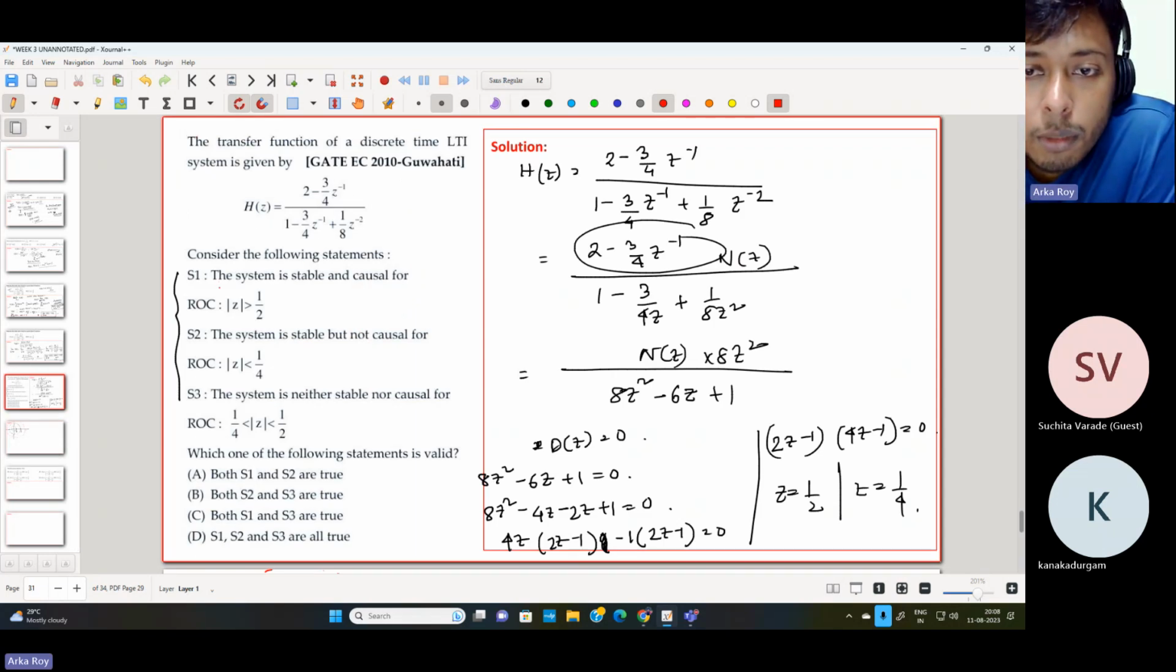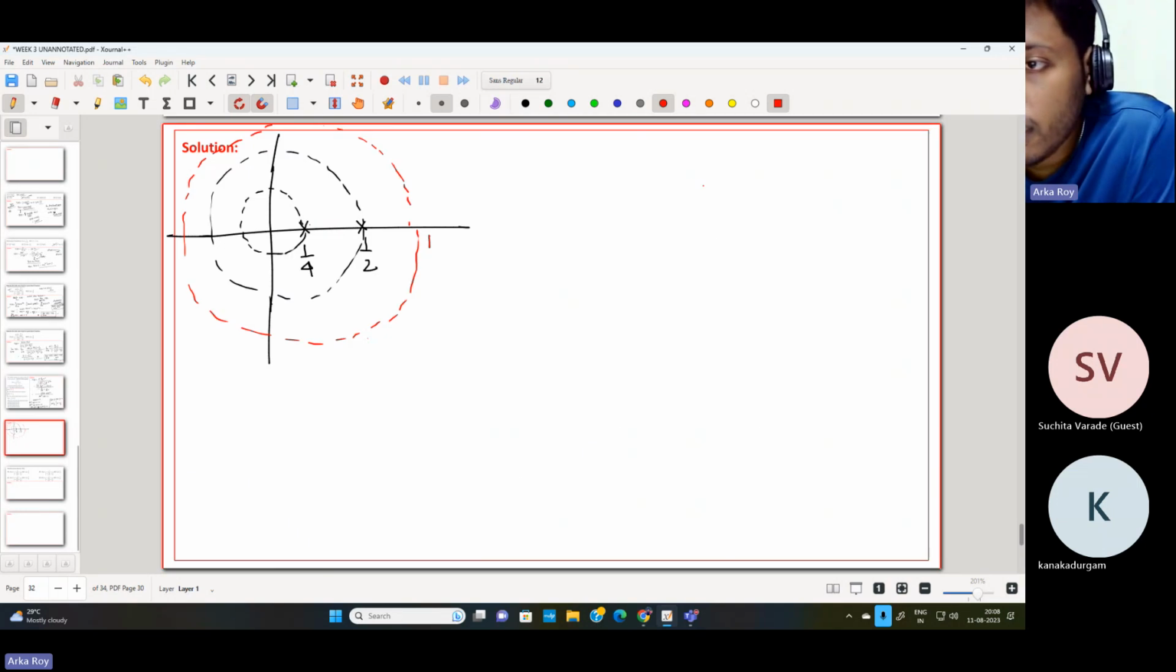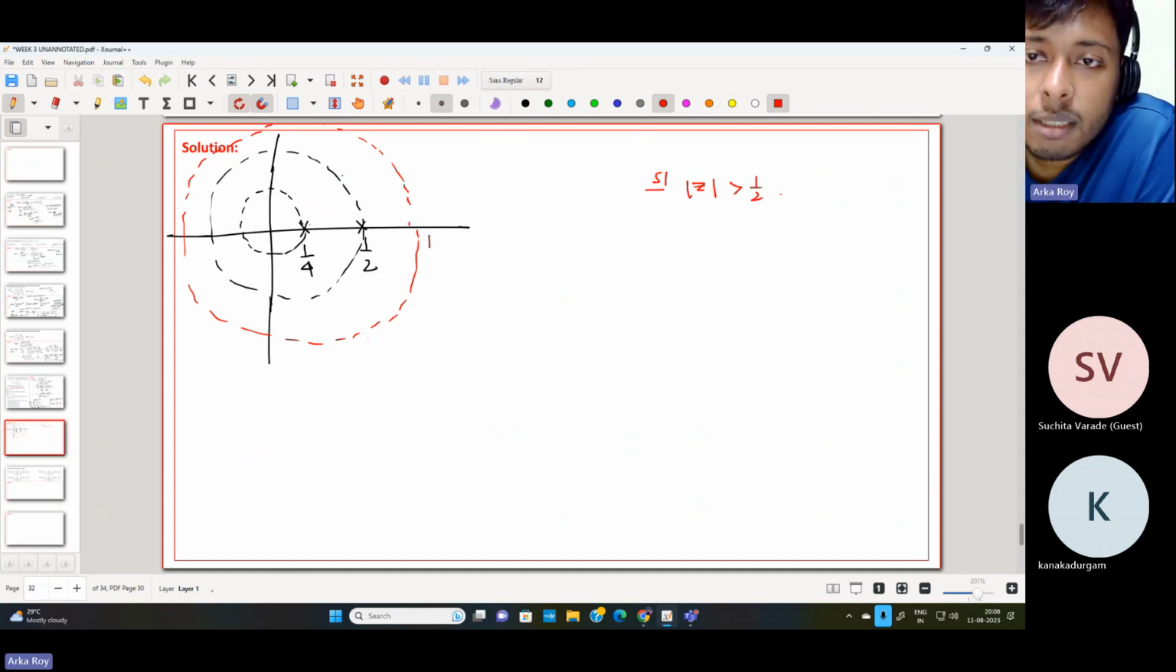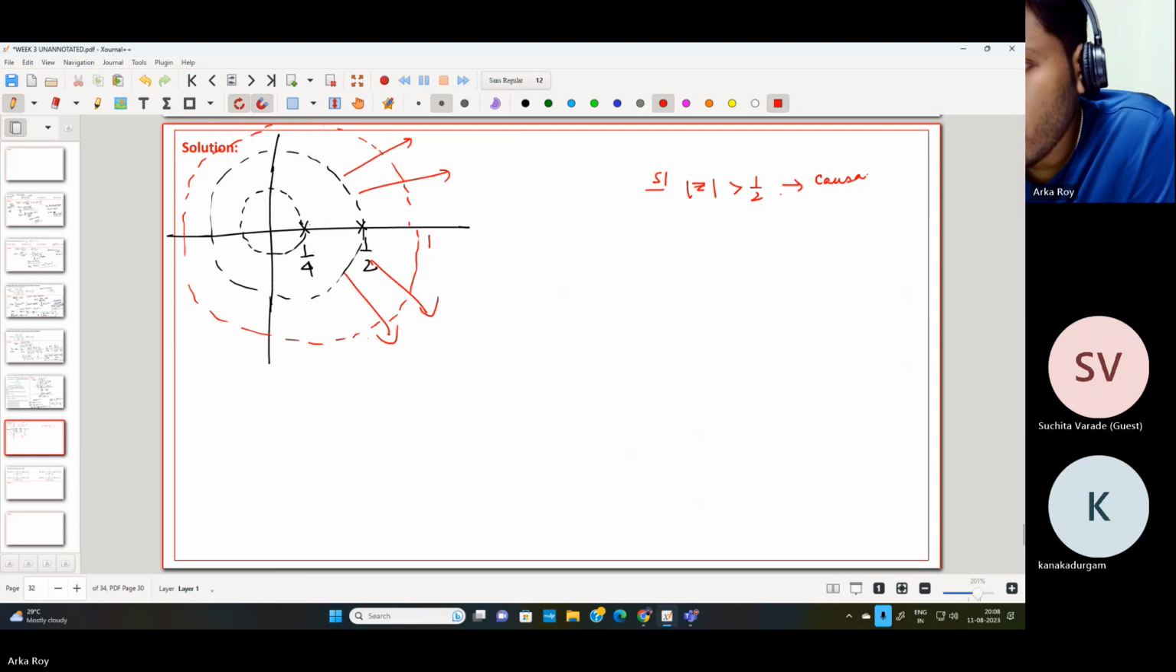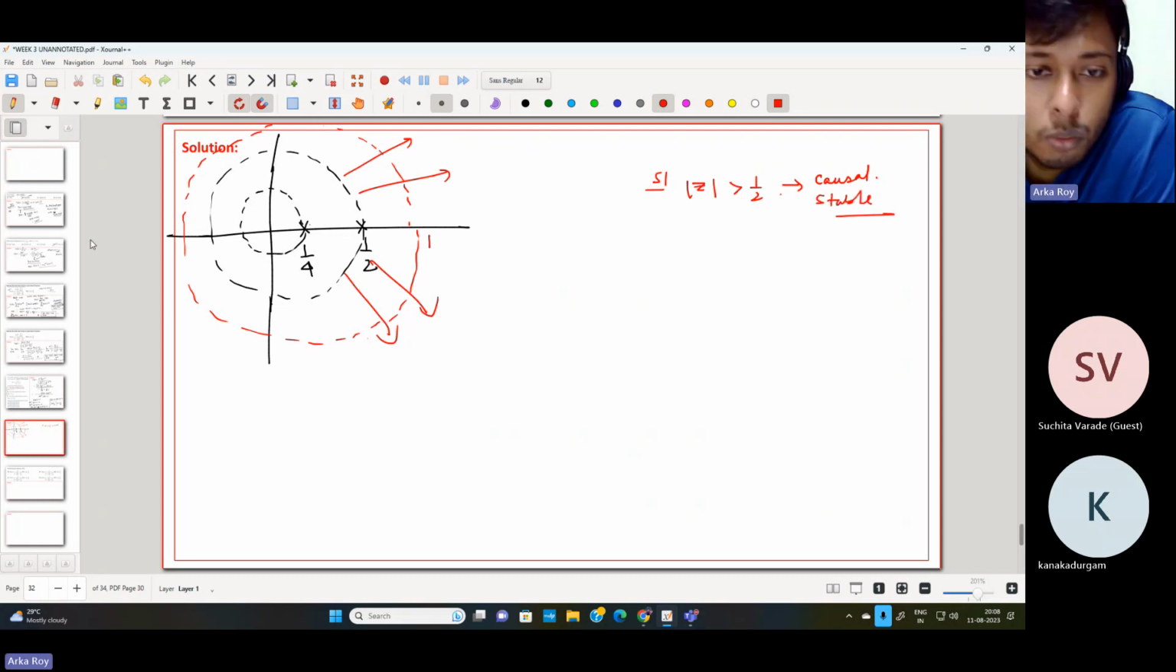Consider the following statements. The system is stable and causal for mod z greater than half. So let us consider statement 1 is mod z greater than half. So mod z greater than half means this is the ROC, and this is indeed causal, and this is actually stable too.